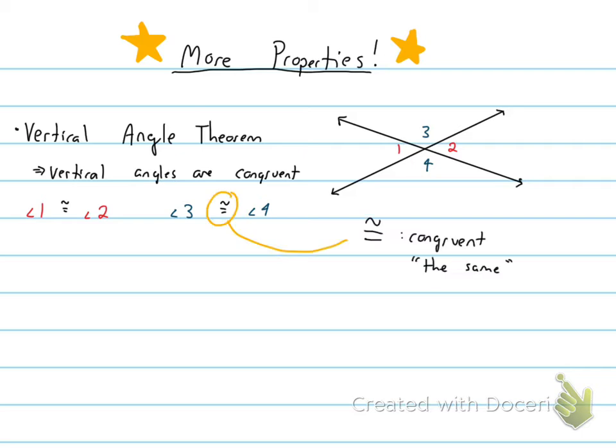Also, just to make sure we understand this symbol, congruent means the same. We use that a lot in geometry and in proofs. And the symbol for congruent is literally just an equal sign with a little tilde on top.